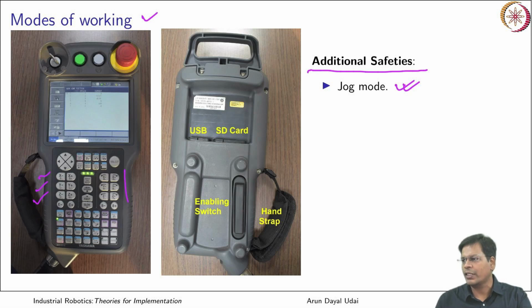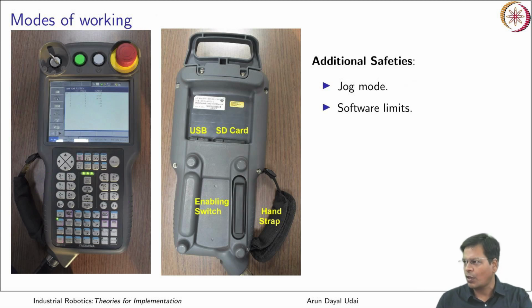You need not take the robot from one place to another by any program. You can directly use these keys and take the robot safely to those positions. As long as you keep this button pressed, it is on. If you release it, it is off. By default, it is off. So this is jog mode.